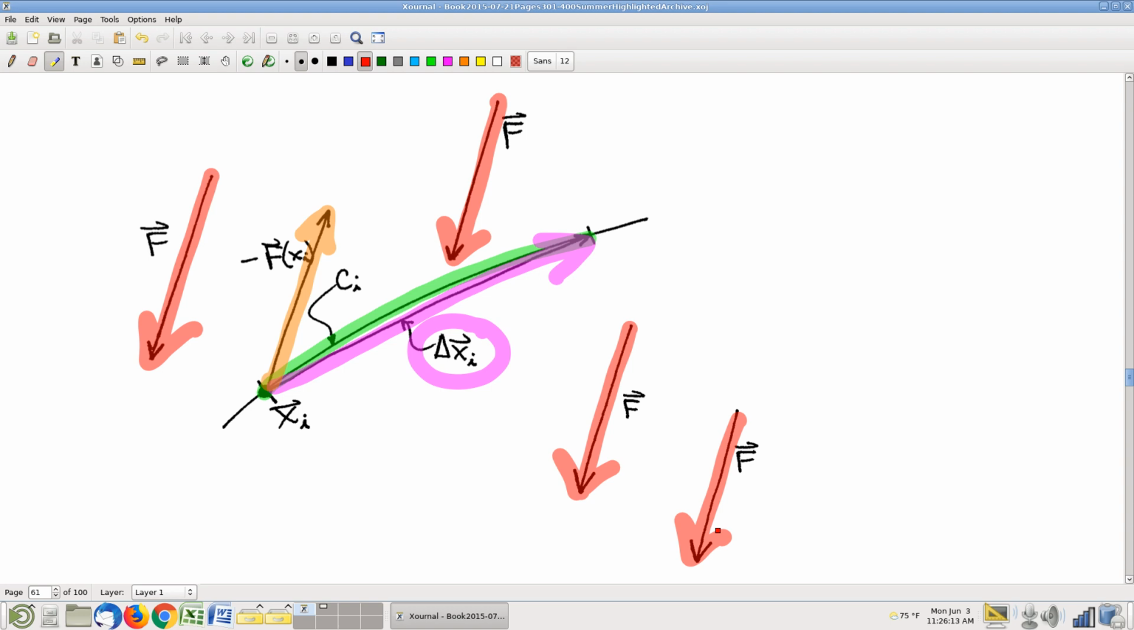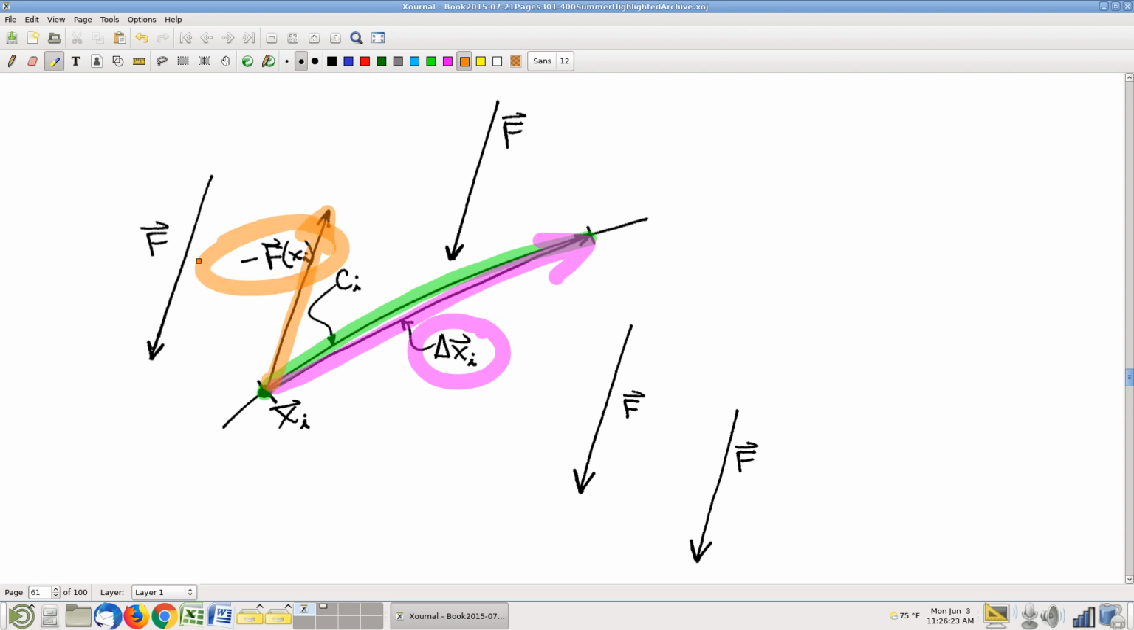So on that little piece of curve, the negative of the force field vector dot my displacement vector, that dot product would be my estimate of how much work it took to move across this one little piece of curve. Purple dot orange gives me work, delta W, on that little piece.